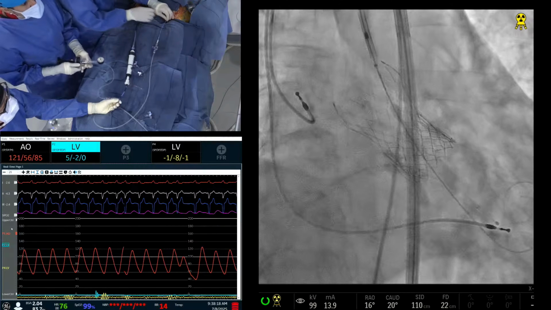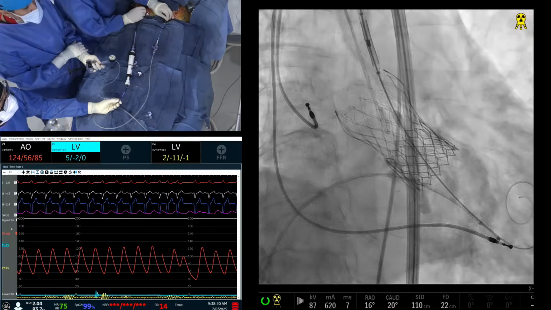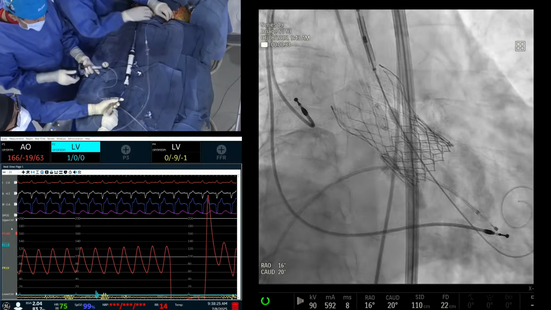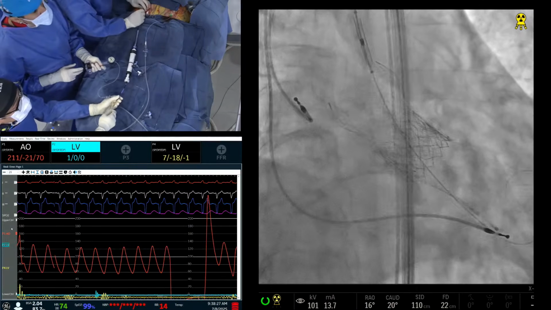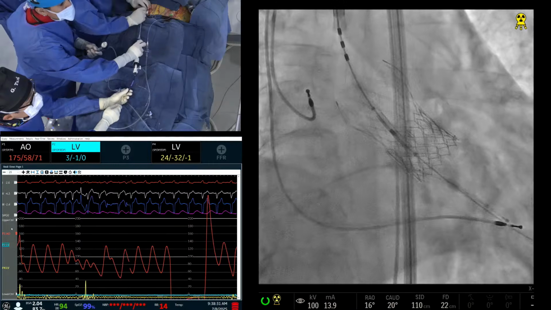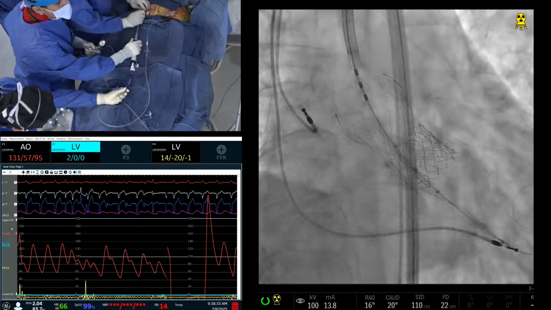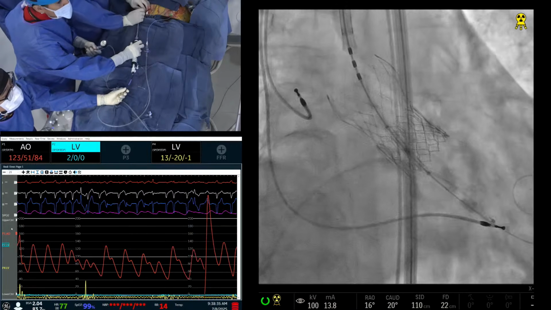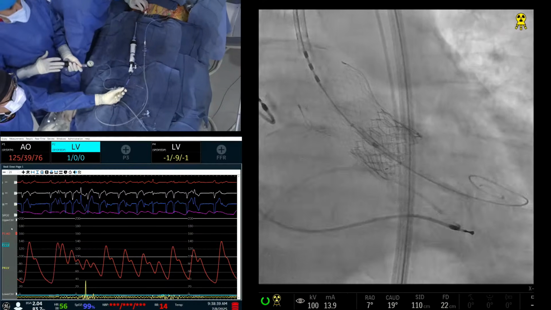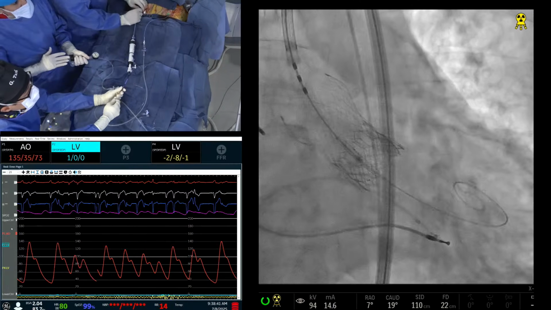You want an aortogram first? Yeah. Ready? PVL looks better already. Okay, good. So we added one more, which means it became nominal 26. 26 nominal, true size to the native annulus. Ready?